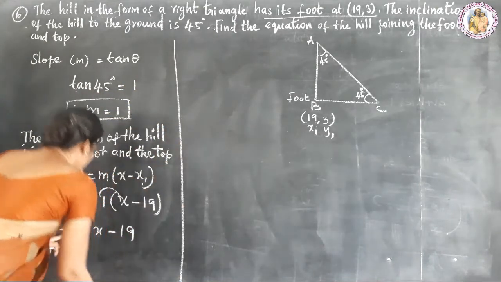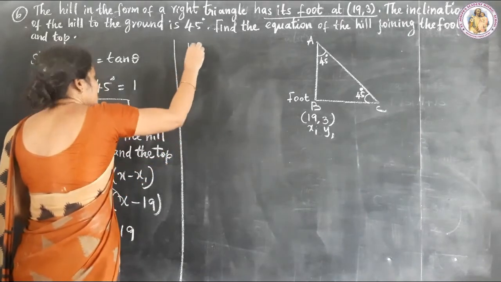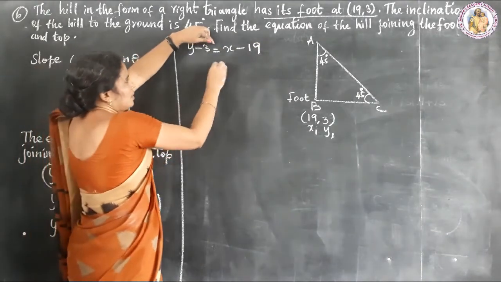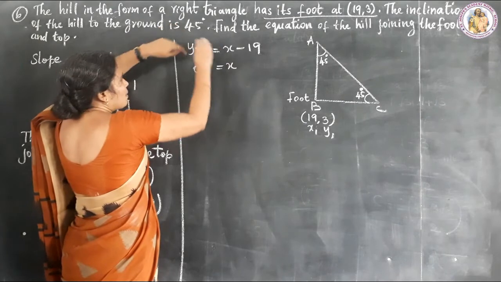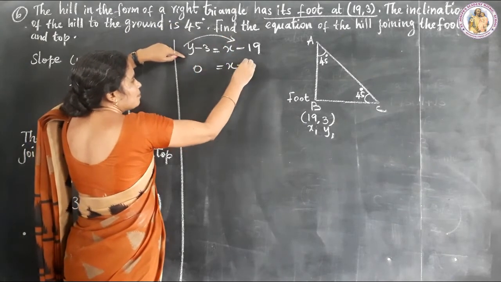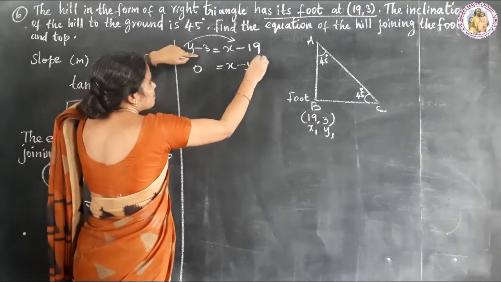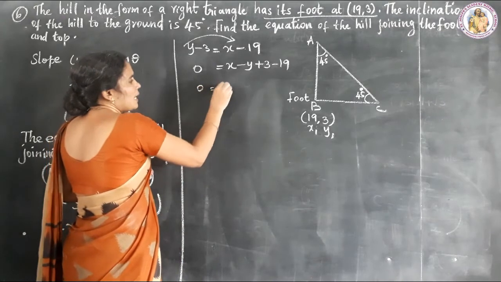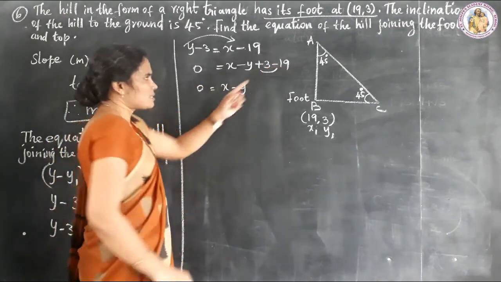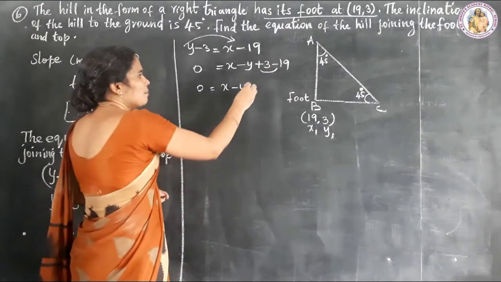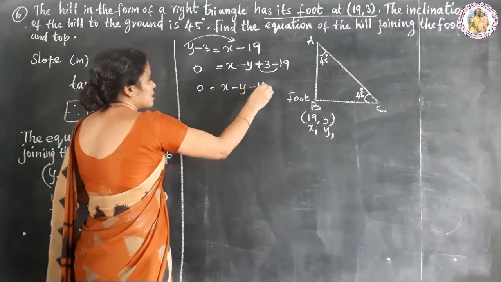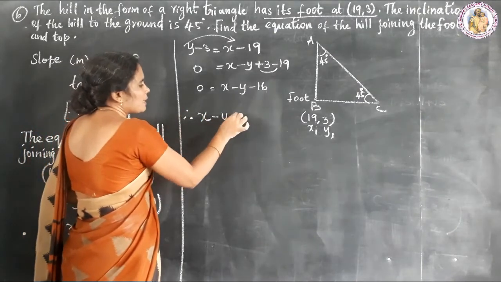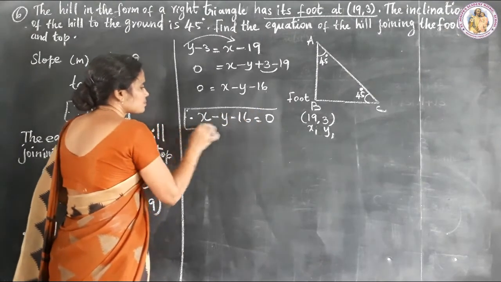The next step. So y minus 3 is equal to x minus 19. Now rearrange. Put 0 on the left, x plus y. When it comes to the right side, it becomes minus y, and minus 3 becomes plus 3 minus 19, is equal to x minus y. Different sign, plus 3 minus 19, different sign, subtract. 19 minus 3 is 16. So therefore the equation is x minus y minus 16 is equal to 0.